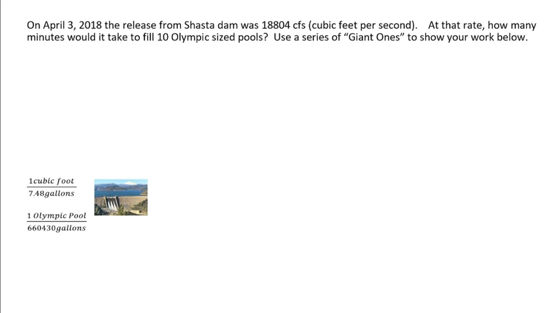I definitely remember this from several years ago. It was back in 2018, and we had a very wet winter and actually a good snow winter. In fact, 18 was that Snowmageddon? Anyways, there was a very, very large release from Shasta Dam at that time of about 18,804 cubic feet per second. And this question right here says, hey, if we were releasing at that rate, how many minutes would it take to fill 10 Olympic sized pools?